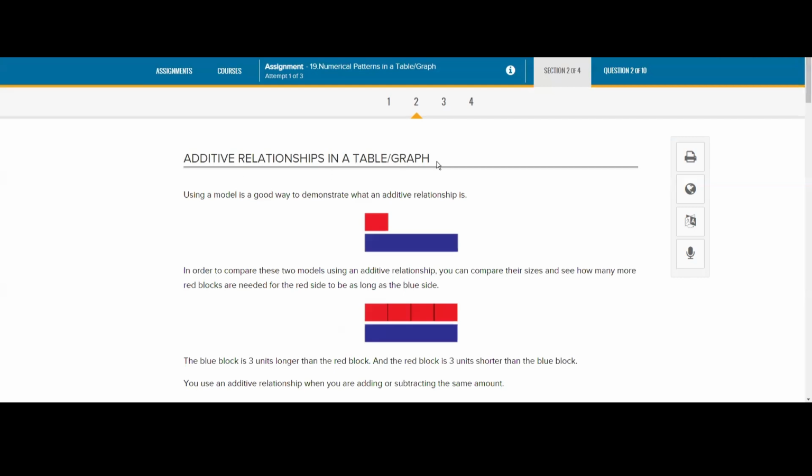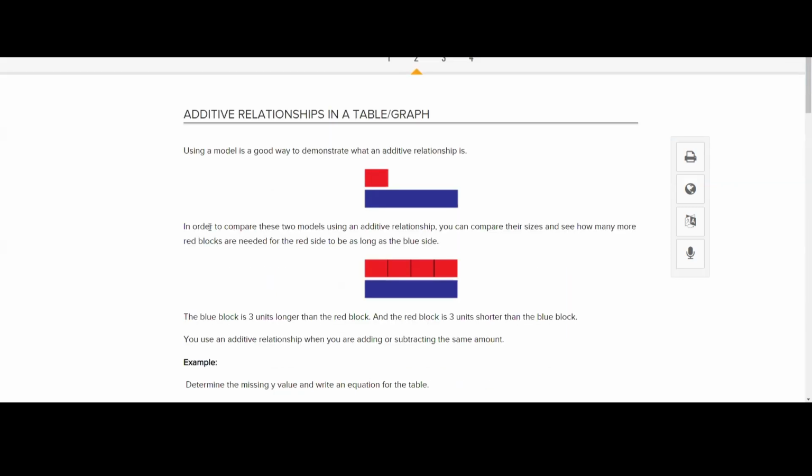Additive relationship in a table or graph. Using a model in a good way to demonstrate what additive relationship is. So in order to compare these two models using an additive relationship, you can compare the sizes, and see how many more red blocks are needed for the red side to be as long as the blue side. So if this is 1, then we need 3 more. So that means whatever the red is, add 3 more to get the other one. Okay.